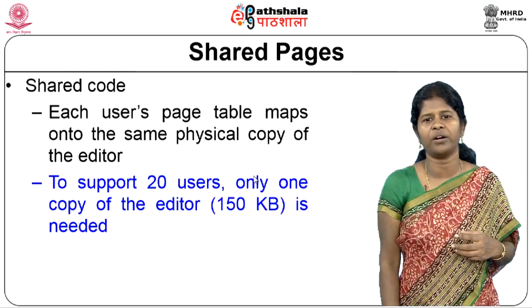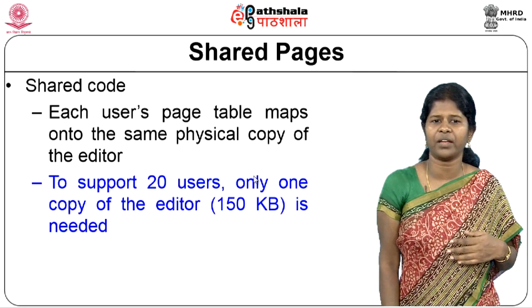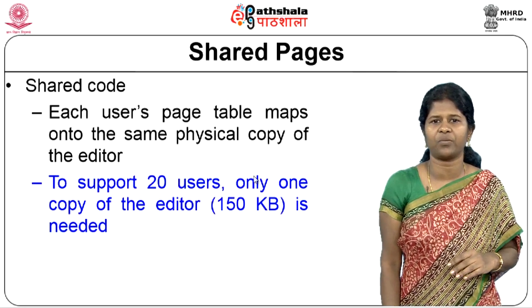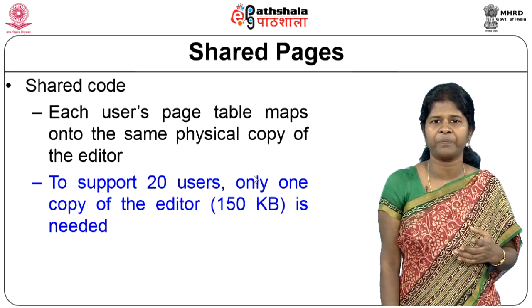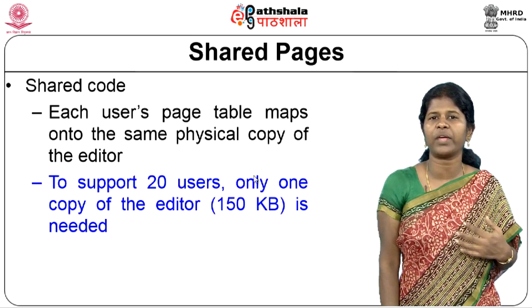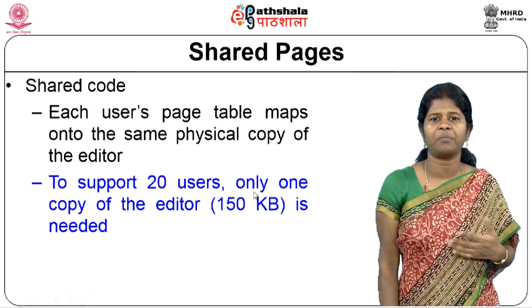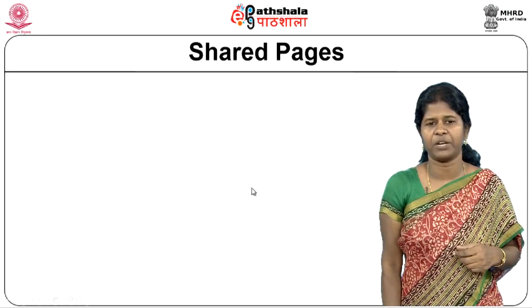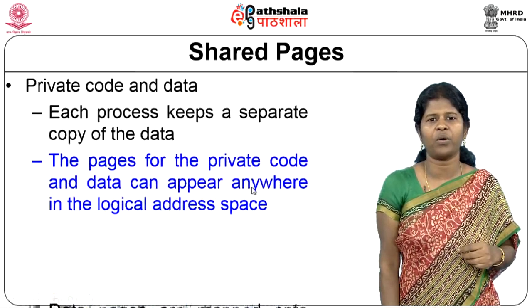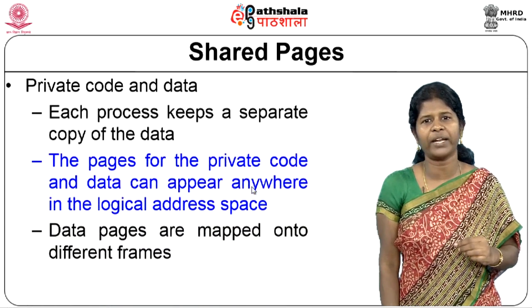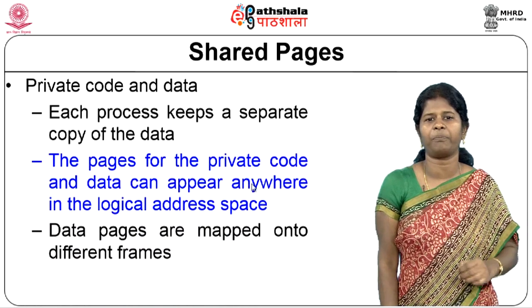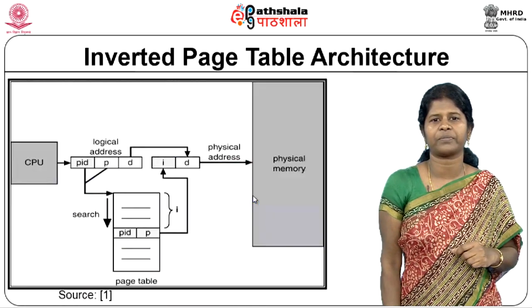So, for the shared code, even if 20 users are there, only one copy of the editor is needed, only 150 KB is needed in the physical memory, as we saw in the example. If we copy for 20 users, then you may need 4000 kilobytes, but here we have saved the memory space. But the private code and data will be different for each and every process, and the private code and data alone we maintain a separate copy for each of the processes.